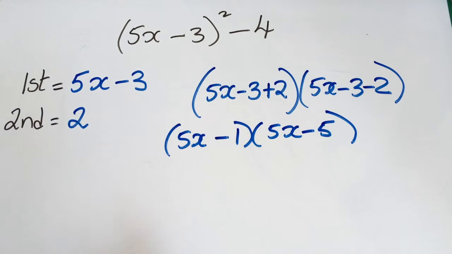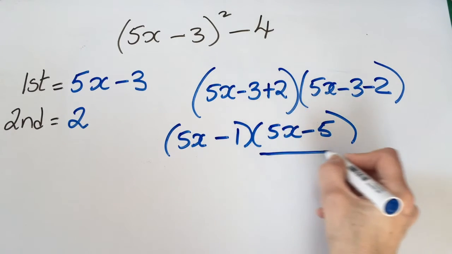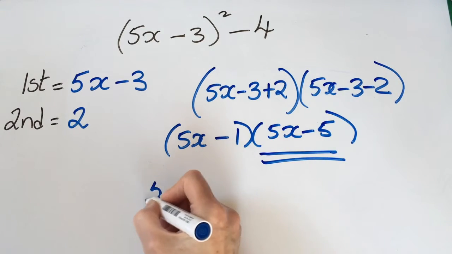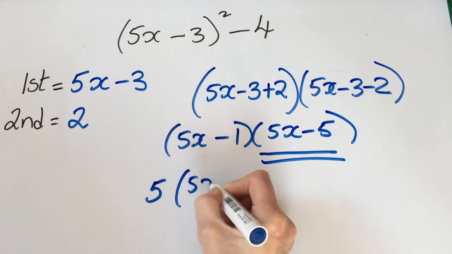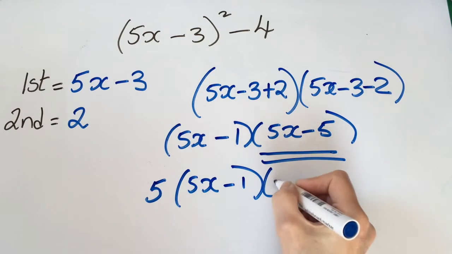Now coming to the end of the sum, I notice the second bracket has got a common factor. It's 5. So I'm going to take out that common factor so that my expression is fully factorised.